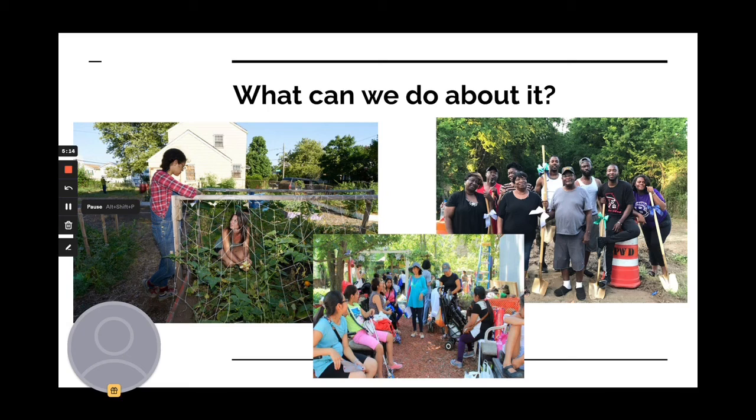And then I know some promote education. They try to emphasize how you need to eat and why it's so important to eat healthy. Other groups see what the community is lacking and try to find ways to incorporate the things that the community is missing back in.